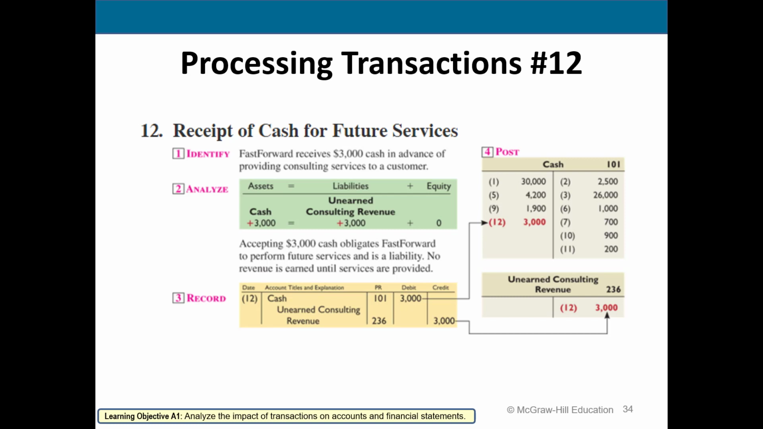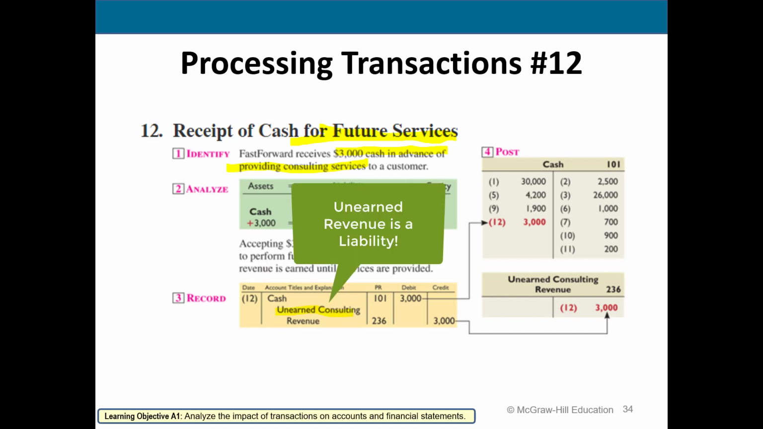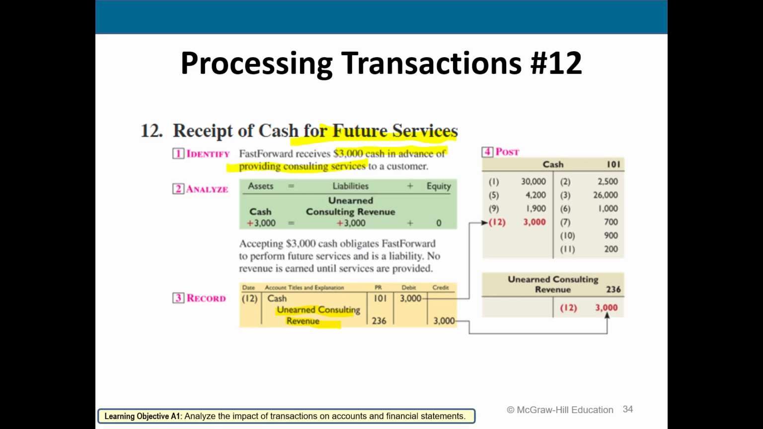Receipt of cash for future services. So a customer of Fast Forward paid $3,000 in advance of us providing services to that customer. So this is an unearned revenue. This means it's a liability. We owe for that. So we're increasing our cash account, but we're also increasing a liability. We need to provide $3,000 of services to this customer at some point in the future.